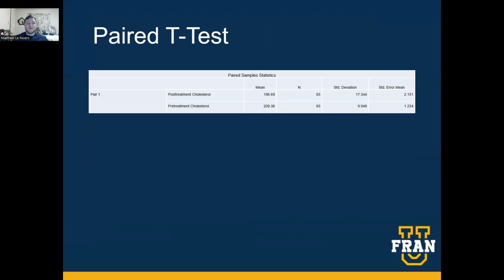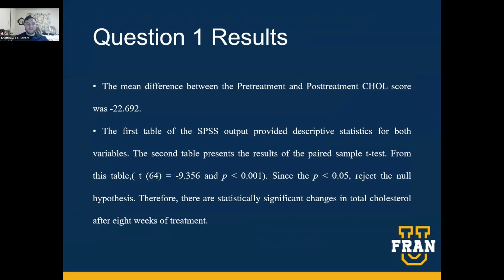As you can see, for post-treatment cholesterol, a mean of 186.69 with a standard deviation of 17.344 and a standard error mean of 2.151. For pre-treatment cholesterol, we had a 209.38 mean with an N of 65, a standard deviation of 9.949, and a standard error mean of 1.234.